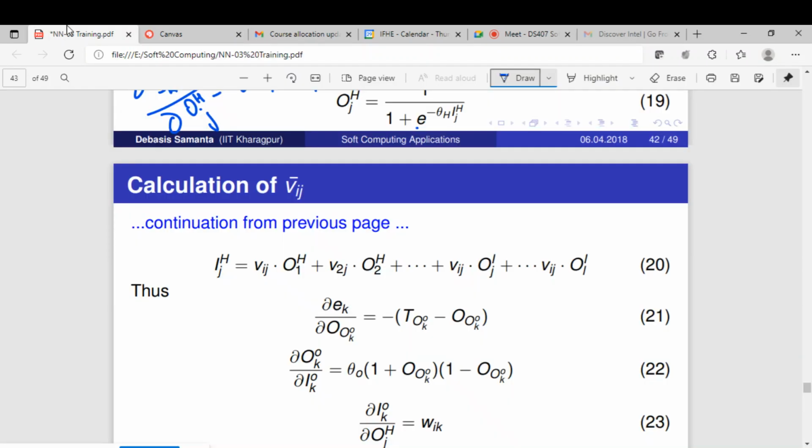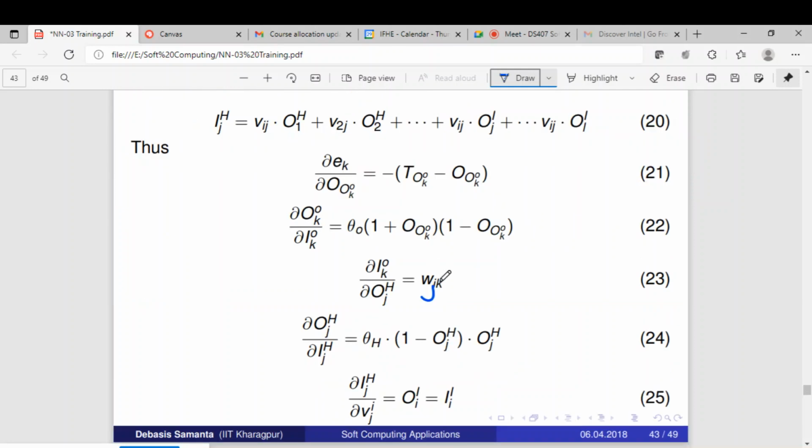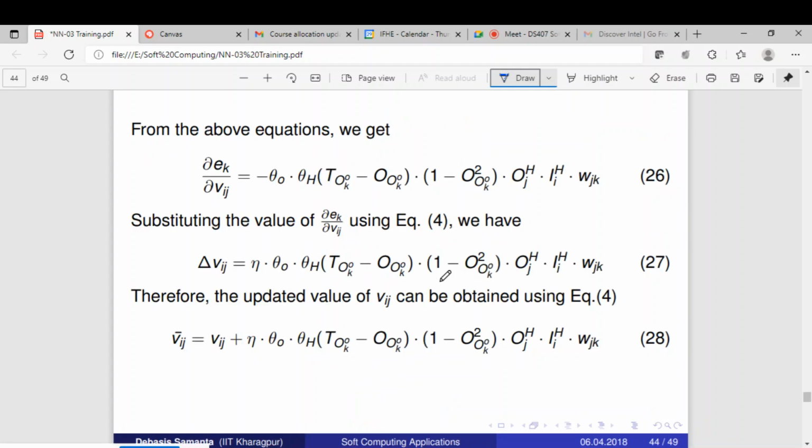In the slide there are a few mistakes. For example, if you see this is wjk, this is not wik. Like that, in some places some mistakes are there, so you have to be a bit careful. So that's it. Most of our topics are over.